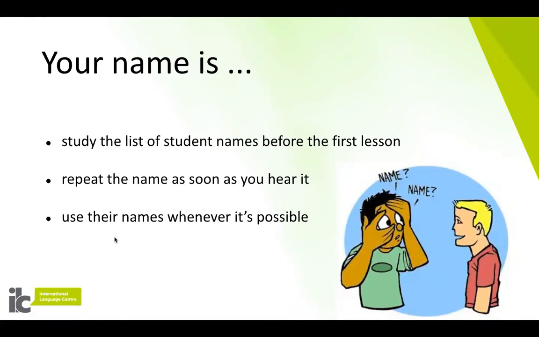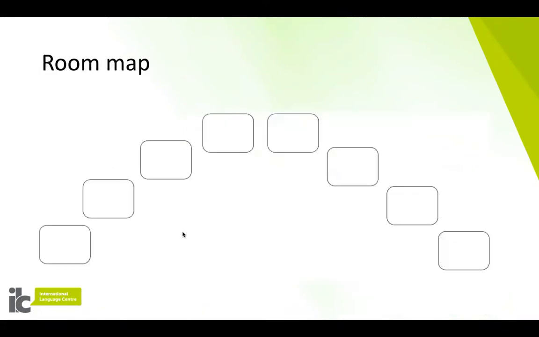So the next thing I usually do is take a piece of paper and quickly draw a room map. Basically how the seats are arranged in the classroom. This is more or less how we arrange the seats in the classroom. And then as you go, you can write their names.